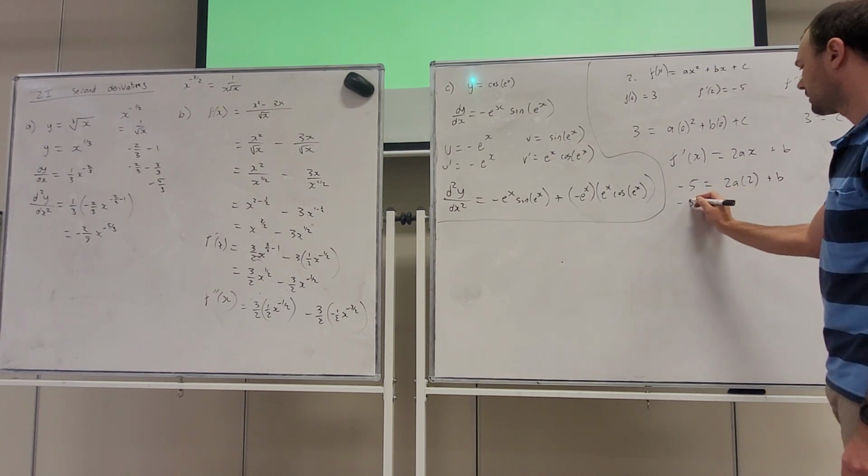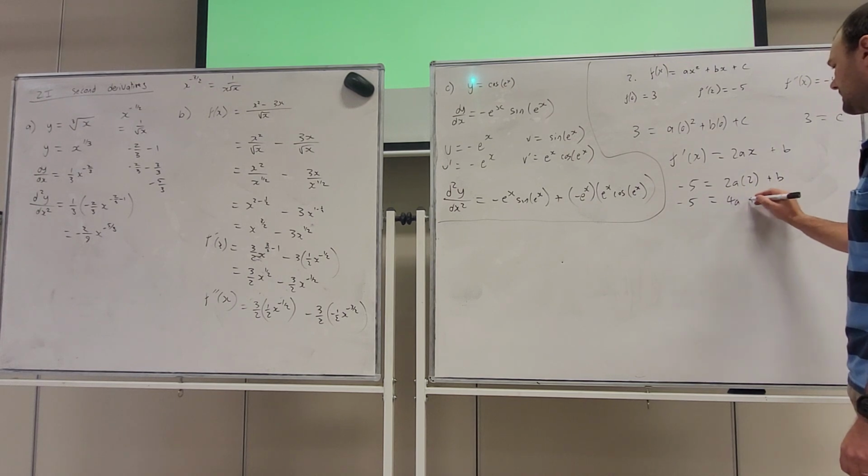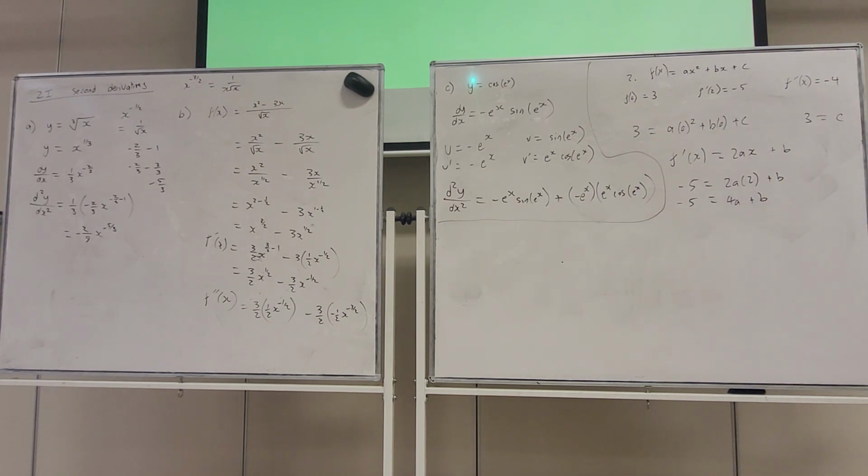And so here we've got an equation. We've got 4a plus b is equal to minus 5, but we don't know what the value of a or b is yet, so we can't solve that. We need to use another piece of information. We're going to have to leave that for now. All right, so that's one of the equations that we've got that we'll come back to. So let's use the next piece of information then, which is that the second derivative equals minus 4.